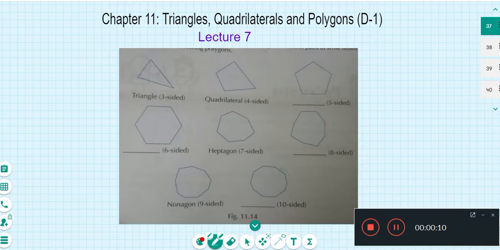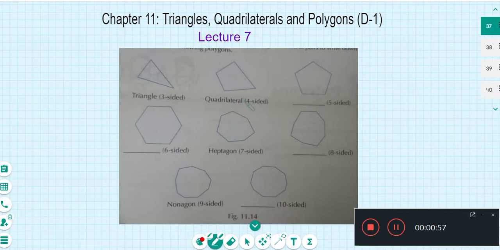So we start this lecture with the polygons. Polygon is any closed figure that has sides. So these are the examples of polygons. Like triangle, you can see that this figure has 3 sides and it is a closed figure. Similarly, quadrilateral has 4 sides, 5-sided polygon, then 6-sided, then 7-sided, 8-sided, 9-sided and 10-sided polygons. All of these figures are polygons because each of these figures has sides and it is closed. It is a closed figure.